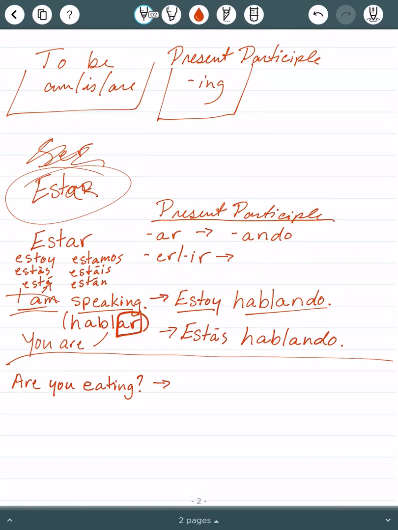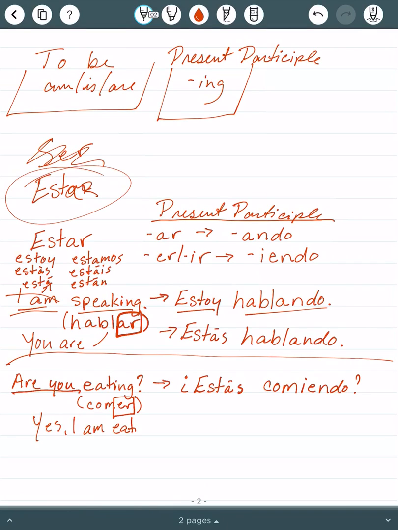Then remember, you just say a sentence, put question marks around it. So I'm going to say, are you? So that's going to be estás. And then the verb to eat is comer. So we take off that ER, like we always do. And then for an ER verb or an IR verb, the ending is yendo. So we're going to add that there. Estás comiendo.